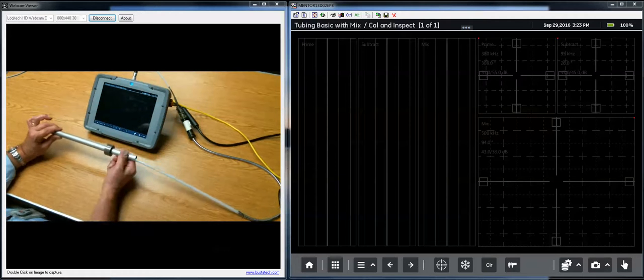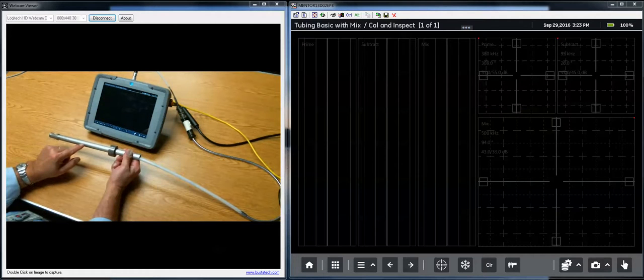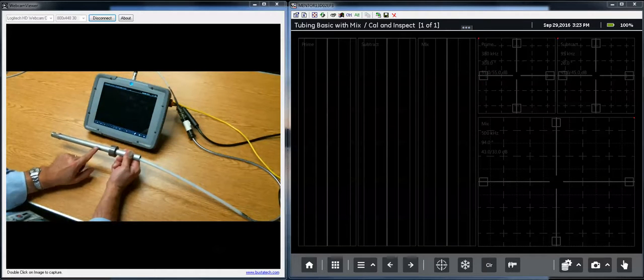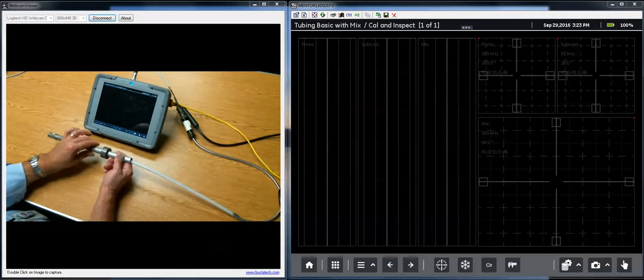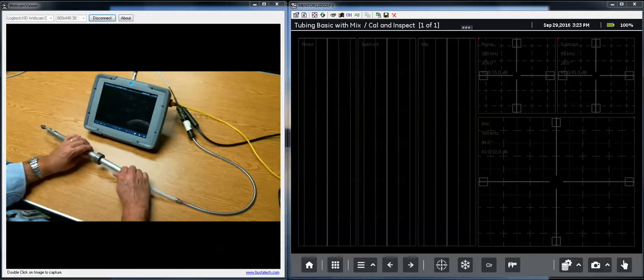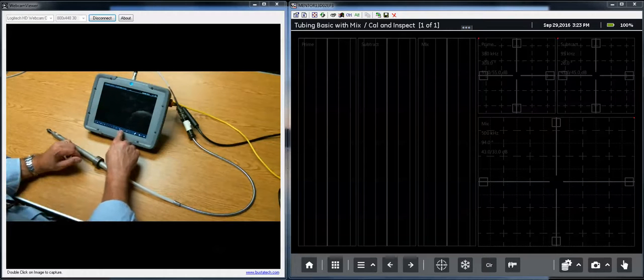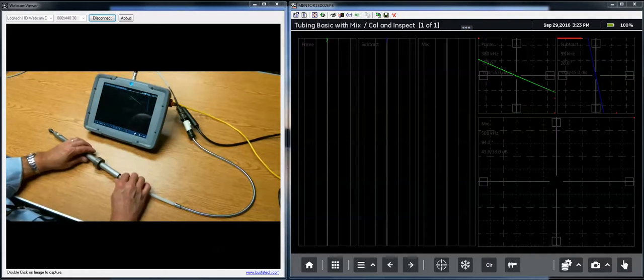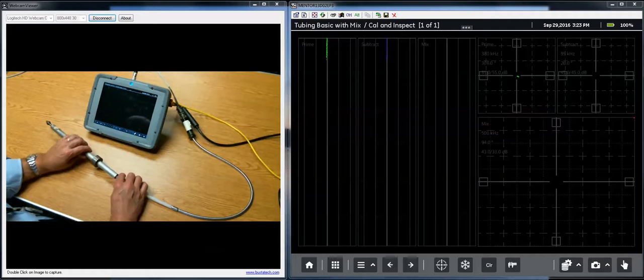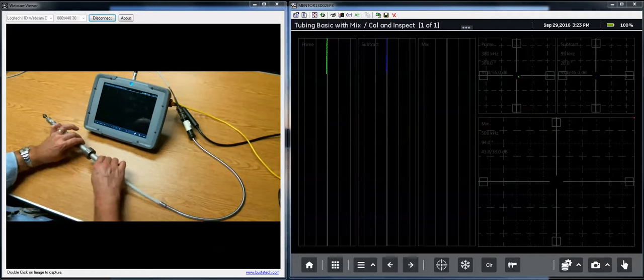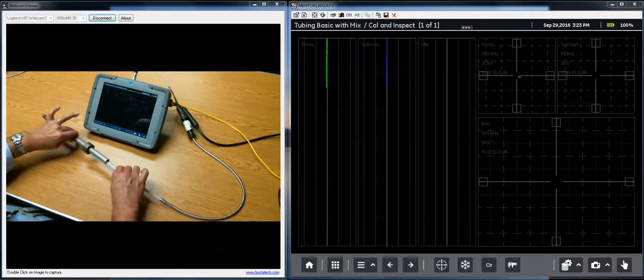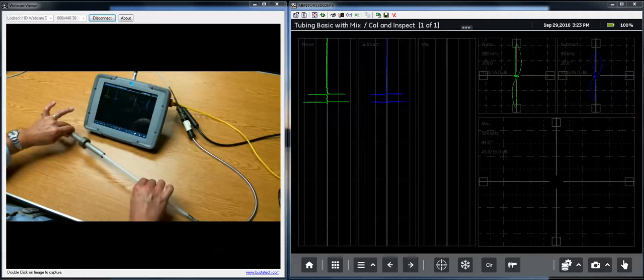Now in this tubing sample, I have three flaws built into the tube: a hole that goes all the way through the tube, one that goes halfway through, and a set that go only a quarter of the way through the wall. We'll see the difference in those as phase separation on the screen. So what I'm going to do is balance, and that clears my signal. I'm going to pull the probe slowly through the tube.